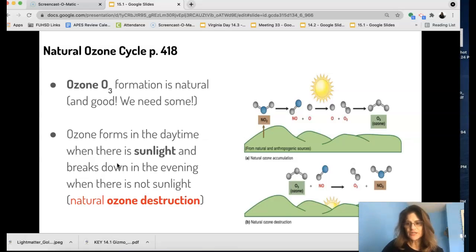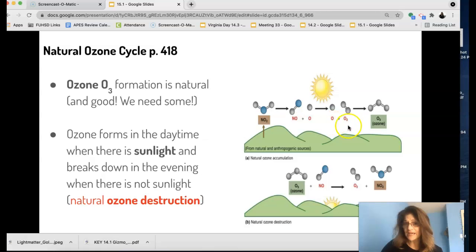So first, let's understand the natural cycle that's happening in the troposphere at ground level. You have nitrogen dioxide, which is coming from cars, and the sun will naturally break that apart. Sunlight will break chemical bonds often, and it will break it into nitrogen monoxide and free oxygen atoms.